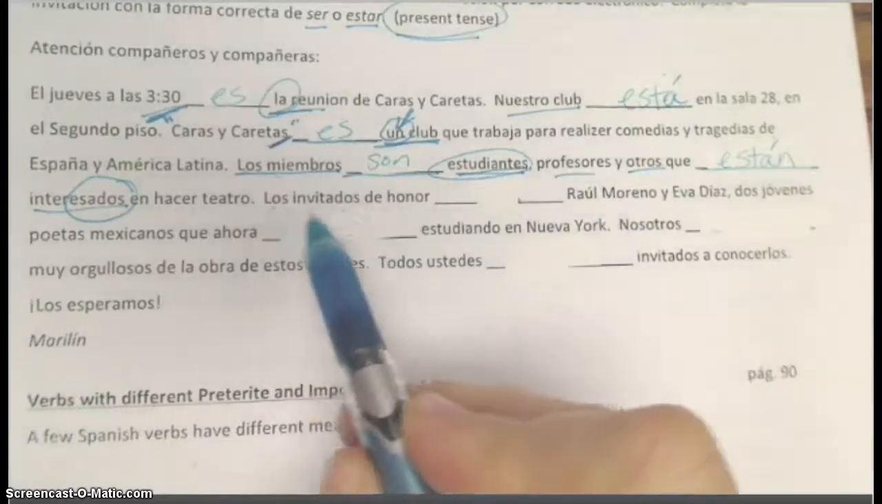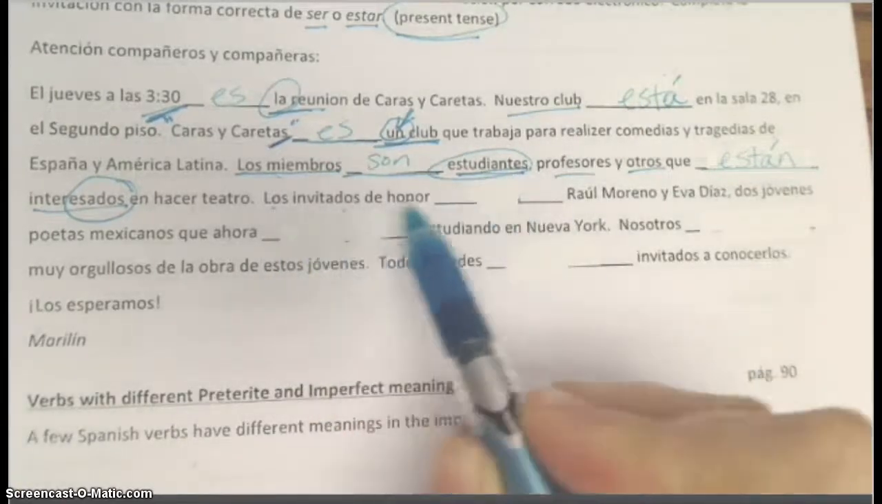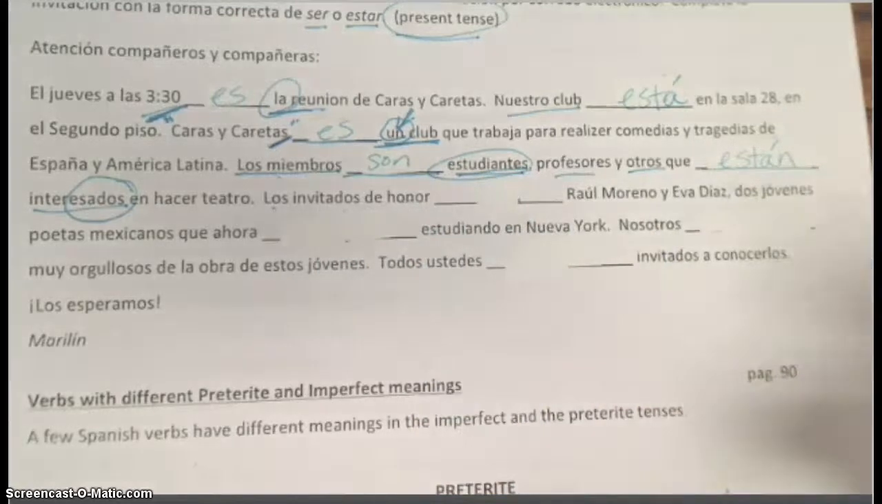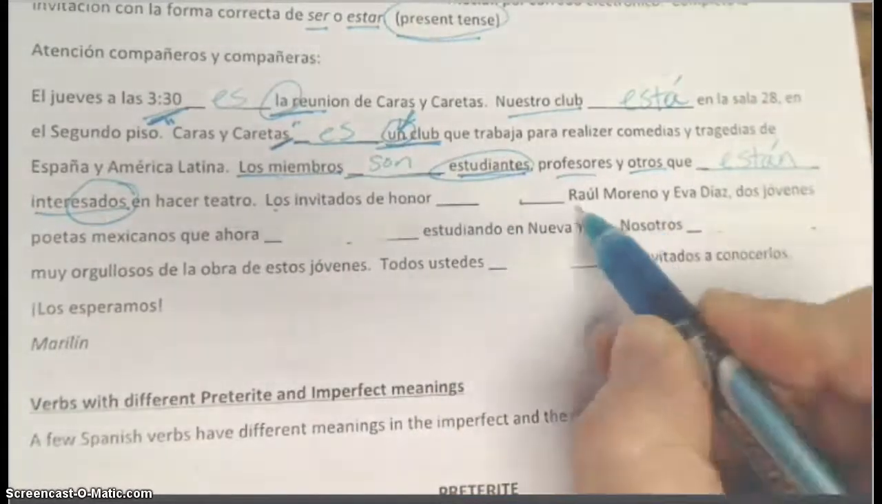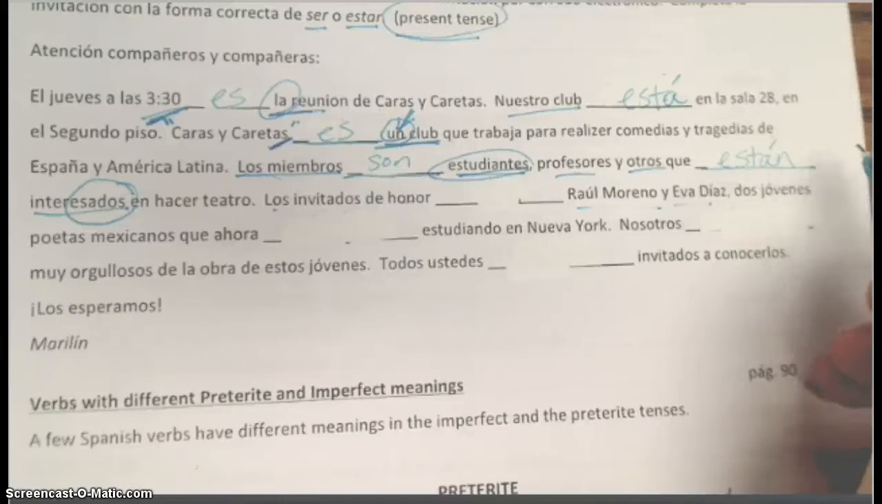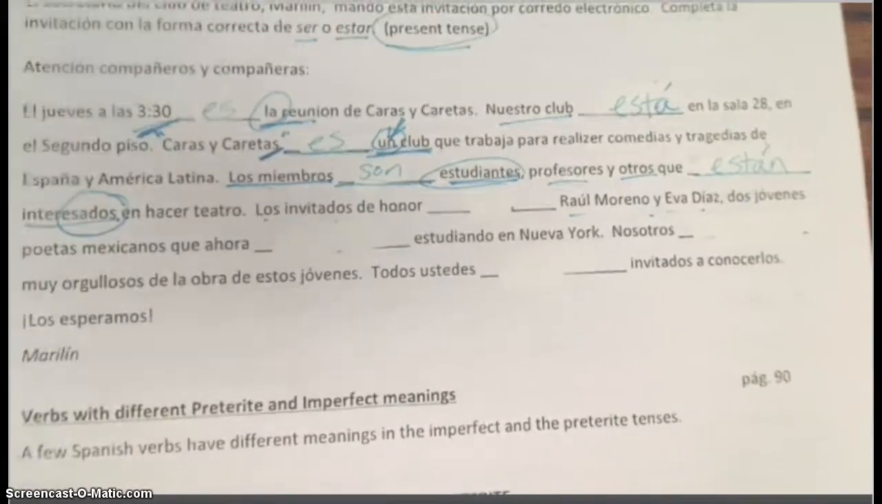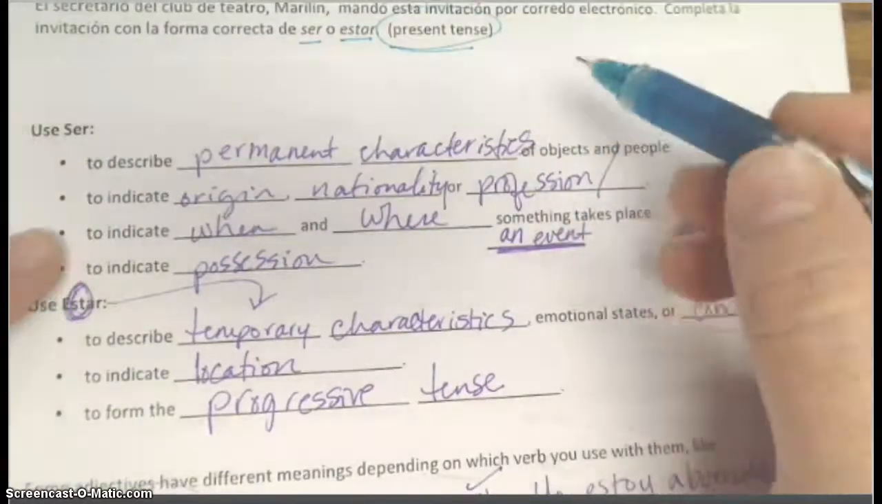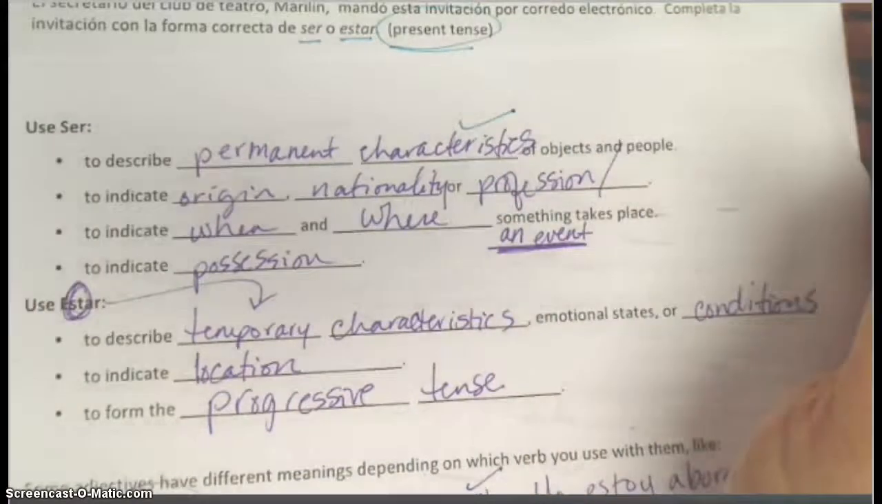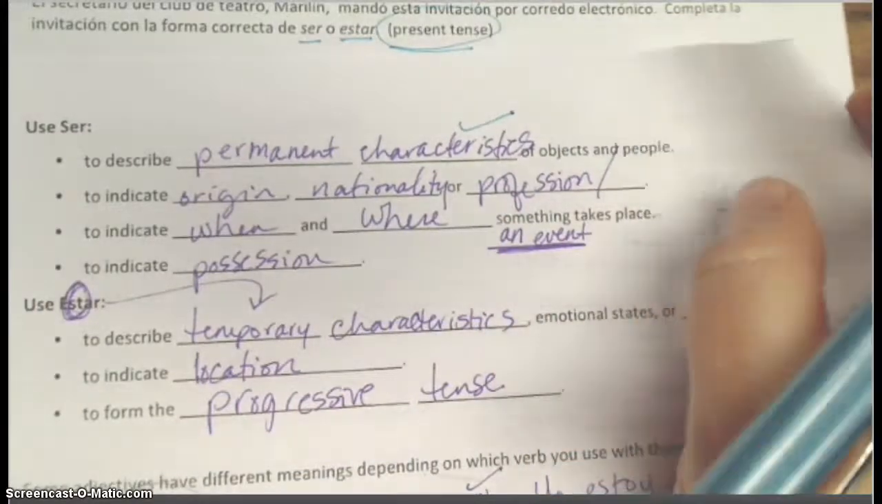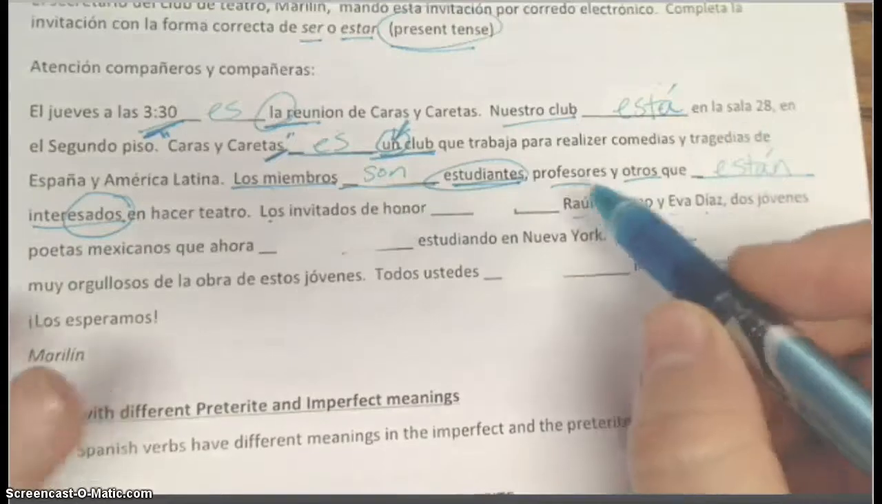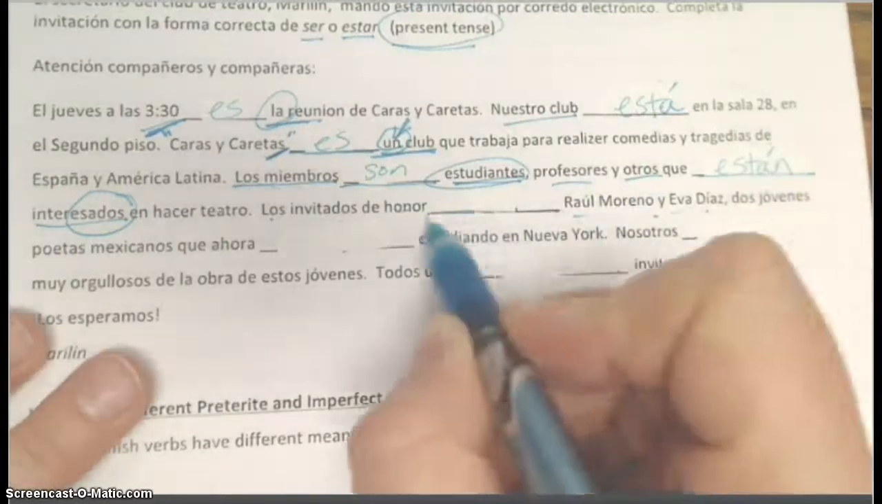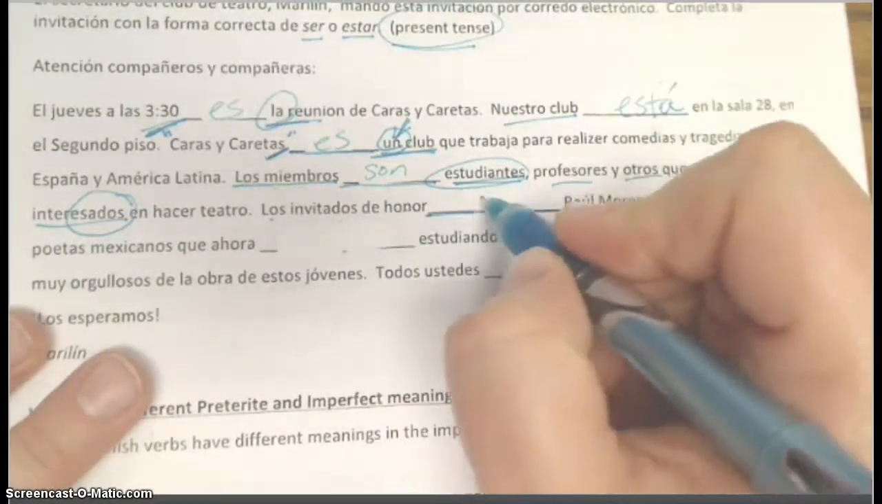All right. The honored invitees, like honored guests, are Raúl and Eva. And I'm telling you who the honored guests are. If I'm looking back at the reasons to use ser, I still think it's going to be a characteristic. Basically, I'm telling you who I'm inviting, and since it's dealing with people, it's going to be ser, so son.